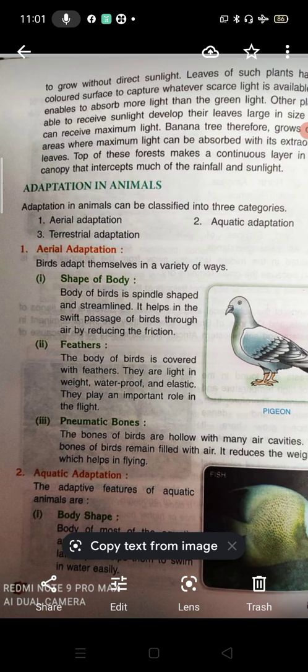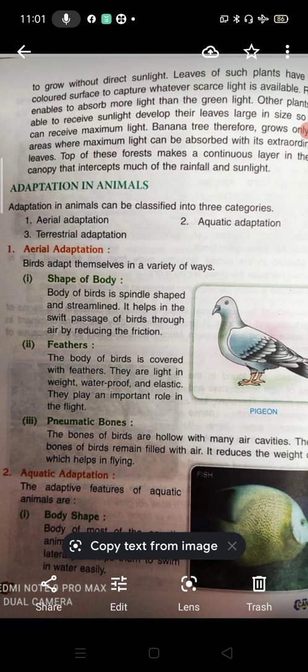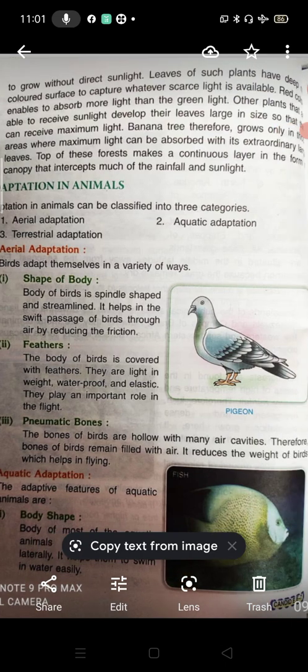Pneumatic bones. The bones of birds are hollow with many air cavities. Therefore, bones of birds remain filled with air. It reduces the weight of bird, which helps in flying. So, the bird obviously has very light weight, and that is one of the features which helps the bird in flying.